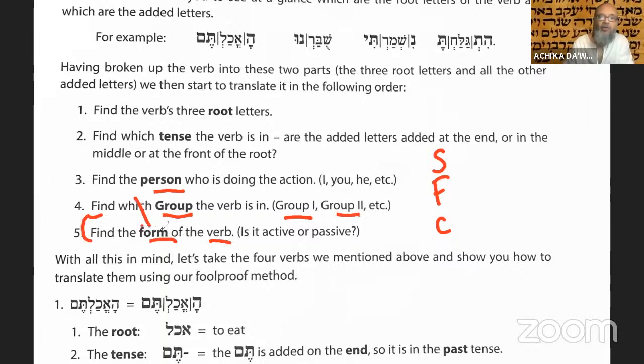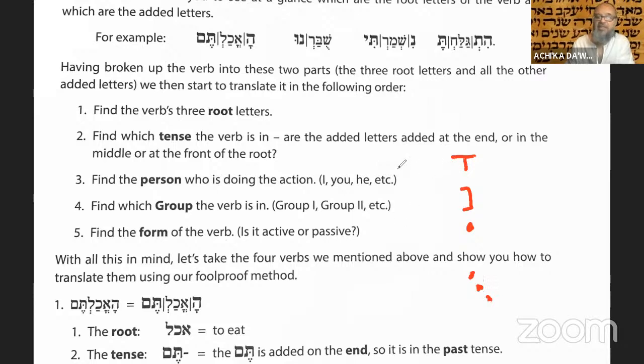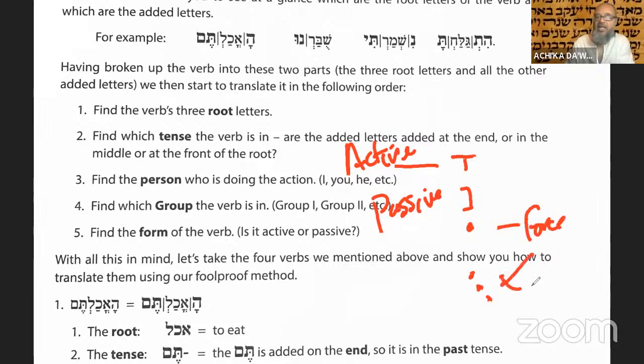When it talks about finding the form, I got confused at first. I was like, well, what do you mean find the form of the verb? Is it active or passive? The form is this, to let you know what the form is. That's the sign. The noon is a form. The dot is a form. The three dots is a form. This tells you that this is active. This tells you that it's passive and it's in group number 1. This one tells you that it's forceful, but it's active. This one tells you that it's forceful, but it's passive. Then this letter right here tells you that it's both active and passive.